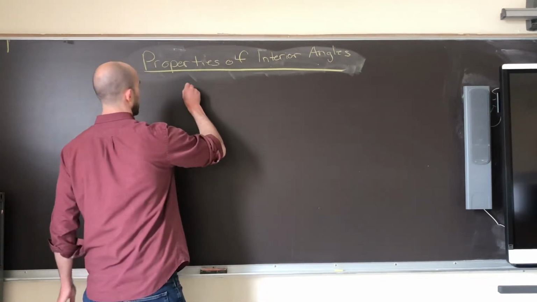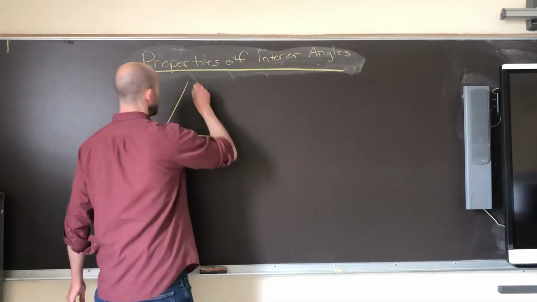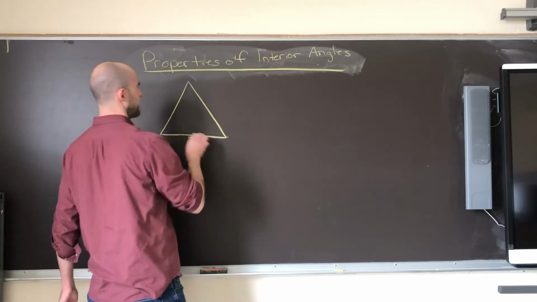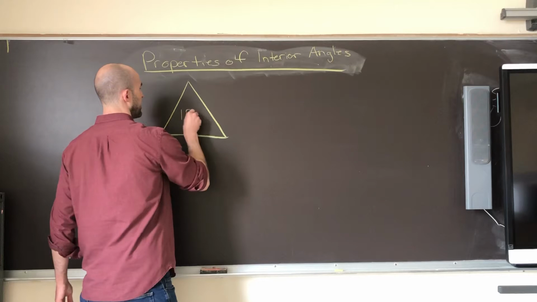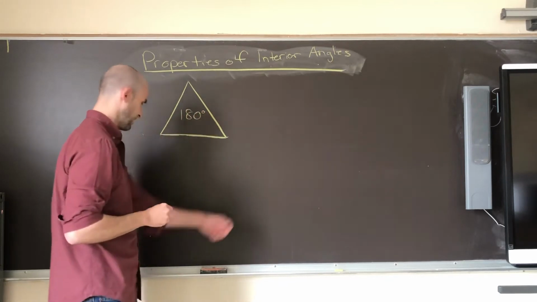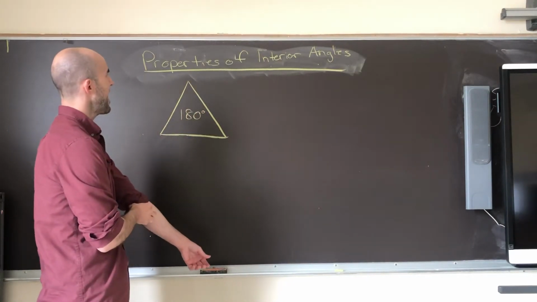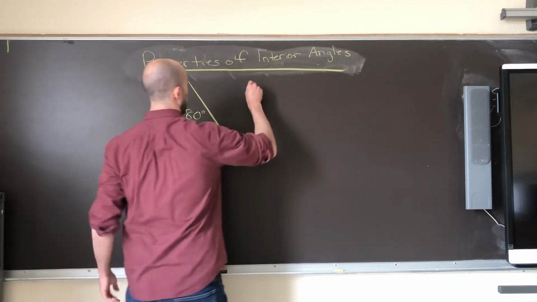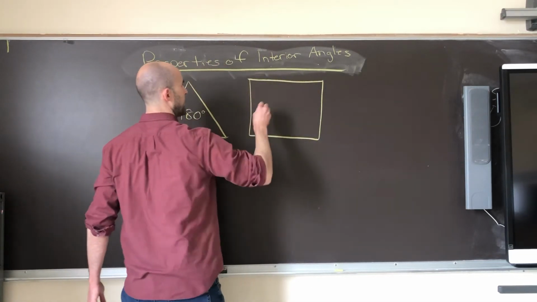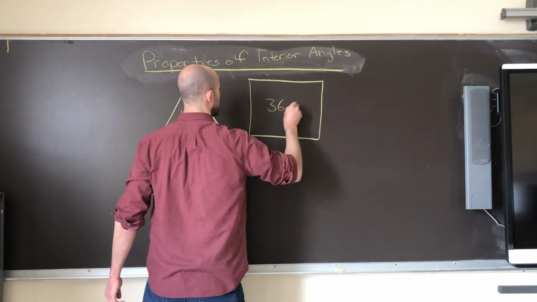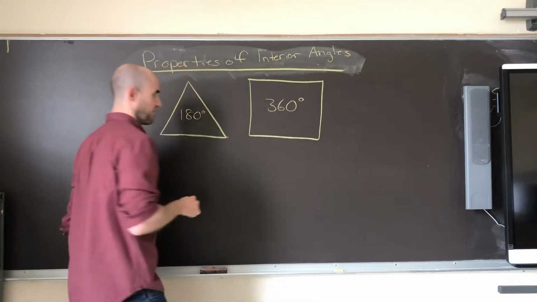So we can look at this, for example. Let's say we have a triangle, right? And the interior angles are all the angles that are inside. If we have a triangle, we know that all the interior angles add up to 180 degrees, right? If we have, let's say, a quadrilateral, right? If we have a quadrilateral, anything with 4 sides, it's always going to add up to 360 degrees, right?